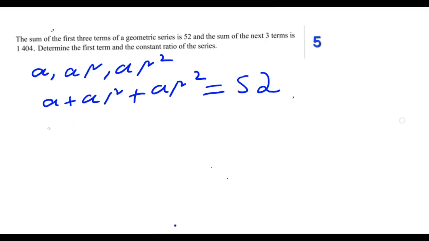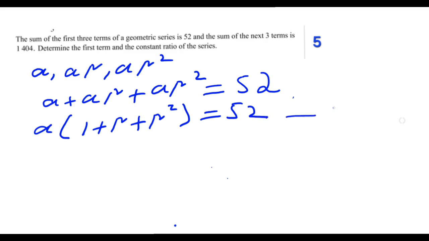Set up the equations for the sums of terms. So let the first term be a and the common ratio be r. We learn this from the proof of the formula. So that is the geometric series. Take the common factor here. The common factor is a, and what we are left with is 1 plus r plus r squared is equal to 52. So this is my equation number 1.